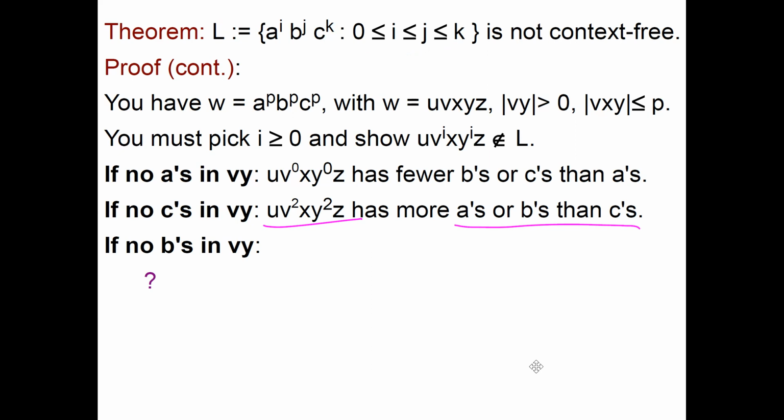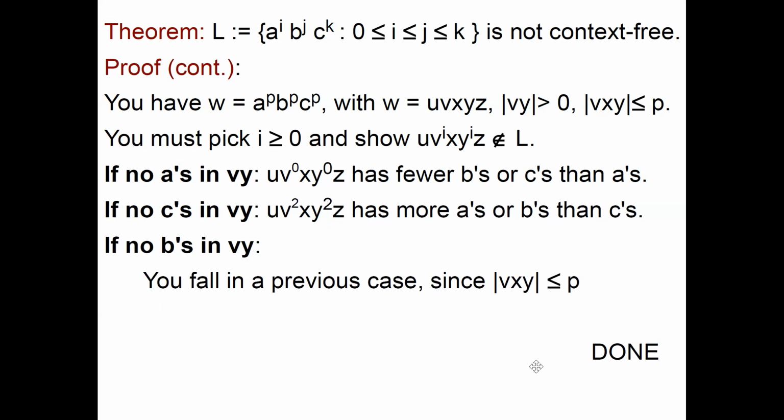Now, what happens if you have no B's in vy? What happens now? This case is slightly more complicated. Well, in this case, you fall into a previous case. Because the length of vxy is at most p, which means that if you don't have B's, you either don't have A's or don't have C's. You have A's and B's and C's. If you don't have B's, the stuff that you're pumping must be all on one side, all C's or all A's. So you fall into a previous case and you're done.